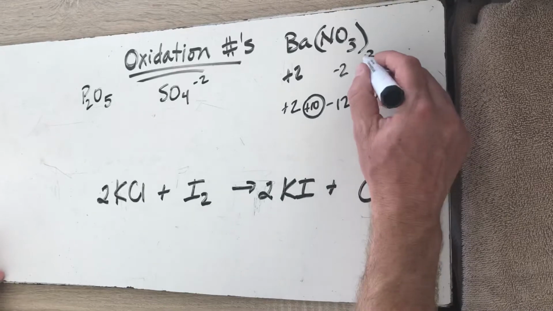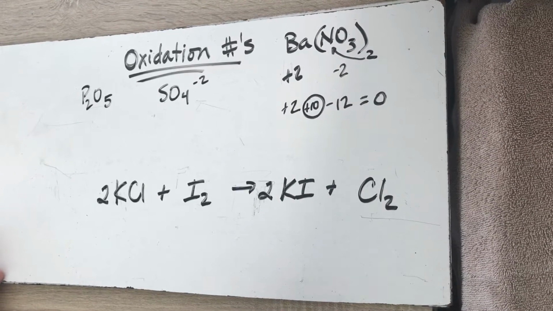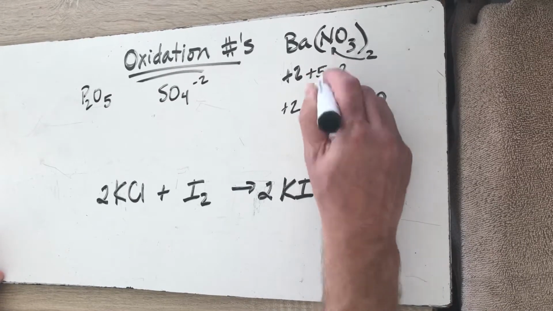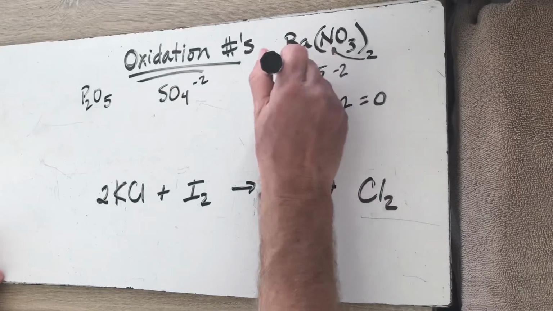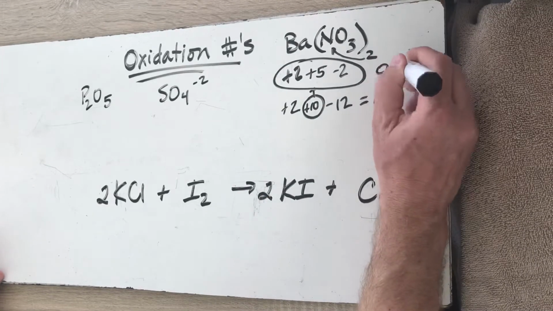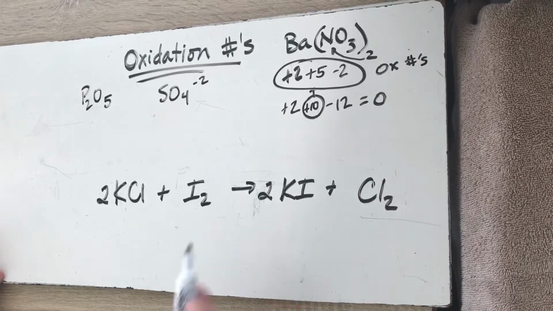However, there's not just one nitrogen atom. There's 2 of them. And since there's 2 of those, that means each nitrogen atom must contribute a +5 for its oxidation number. These are what I'm talking about when I say oxidation numbers or oxidation states. So that's what we're looking for, the charge on each individual atom.